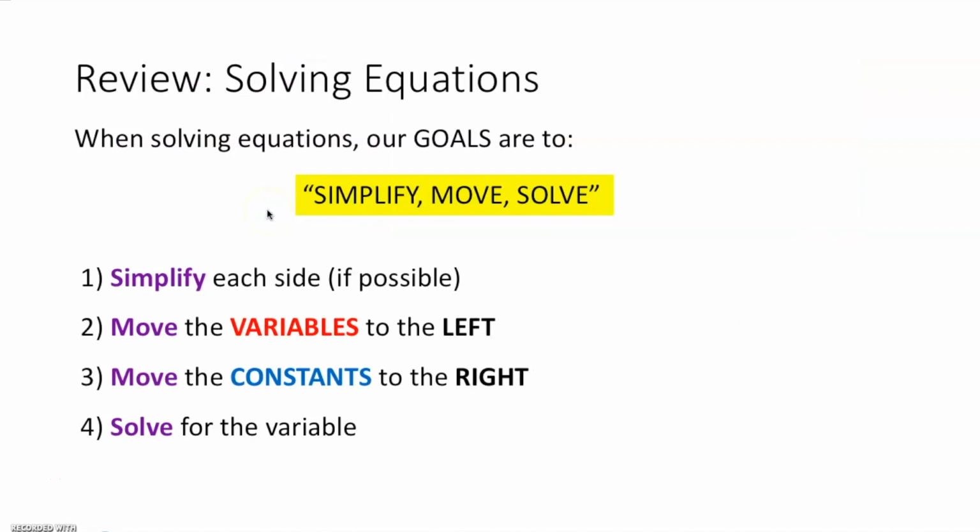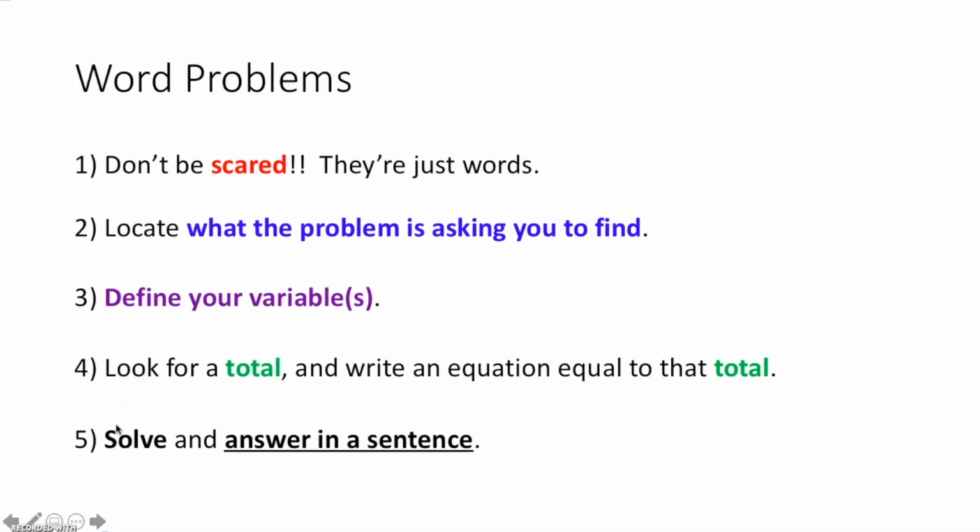First thing we're going to do is review solving equations. Remember, when we're solving equations, our goals are to simplify, move, solve. Step 1, simplify each side if possible. After you simplify both sides, step 2 is moving the variables to the left side of the equation. After that, we move the constants to the right side of the equation, and then lastly, you should have your answer.